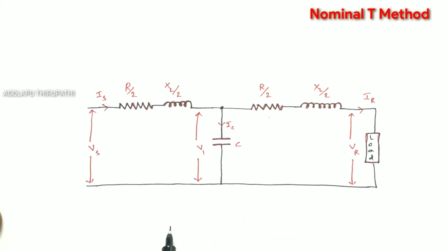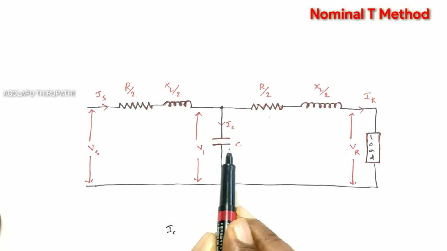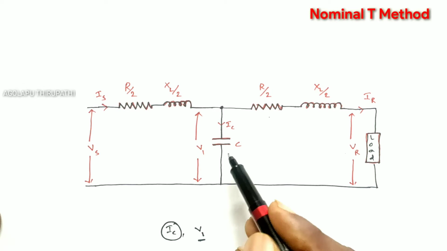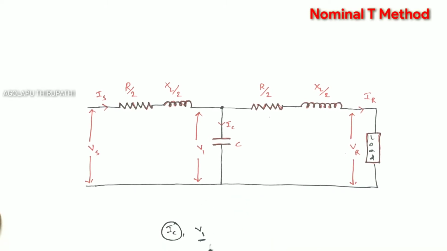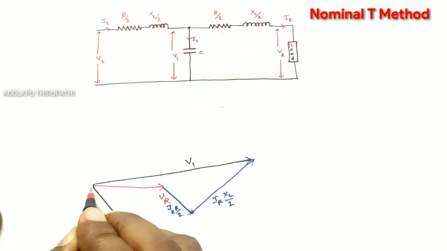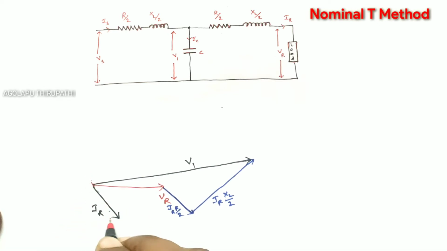IC is the current flowing through the capacitor, right? Then what is the voltage across this capacitor? V1, right? The voltage across the capacitor is V1. Therefore the IC vector leads V1 by 90 degrees. For a pure capacitor, the IC current leads V1 by 90 degrees. Now draw the IC vector in the phasor diagram. I am adding IC to IR. It leads V1, so we should take it perpendicular to V1. It will be like this. But I am taking it from IR.